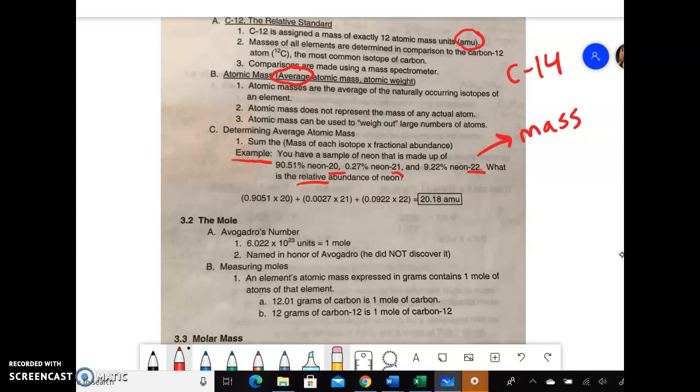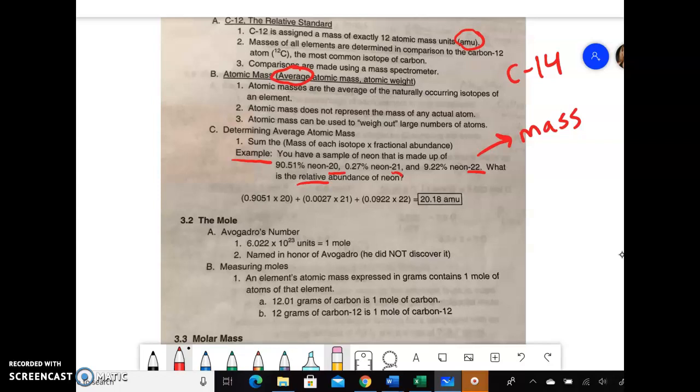So notice that we have 90.5% neon 20, which means in any sample of neon, most of the atoms are going to have a mass of 20. Very few of the particles will have 21, and then about 9% will have 22. So we need to take those percents into consideration.